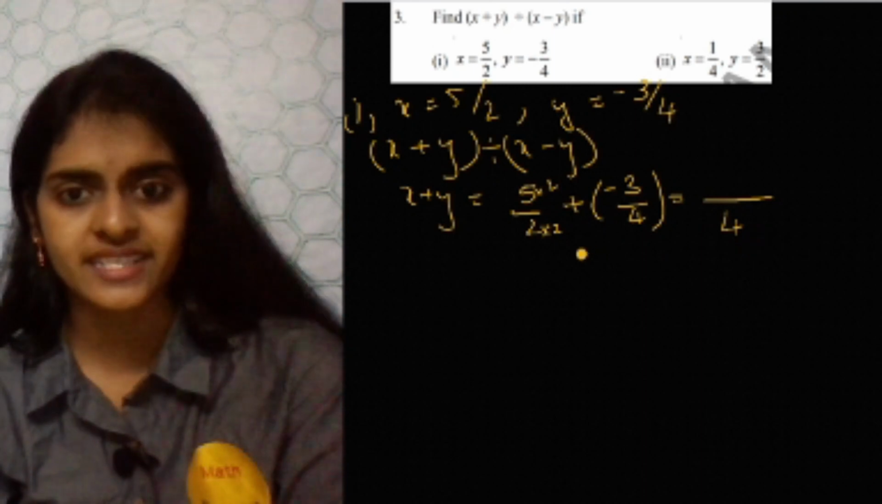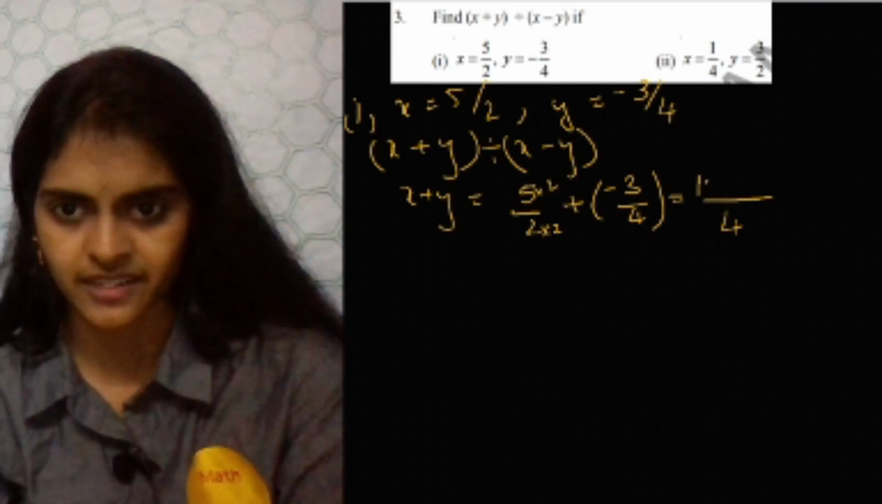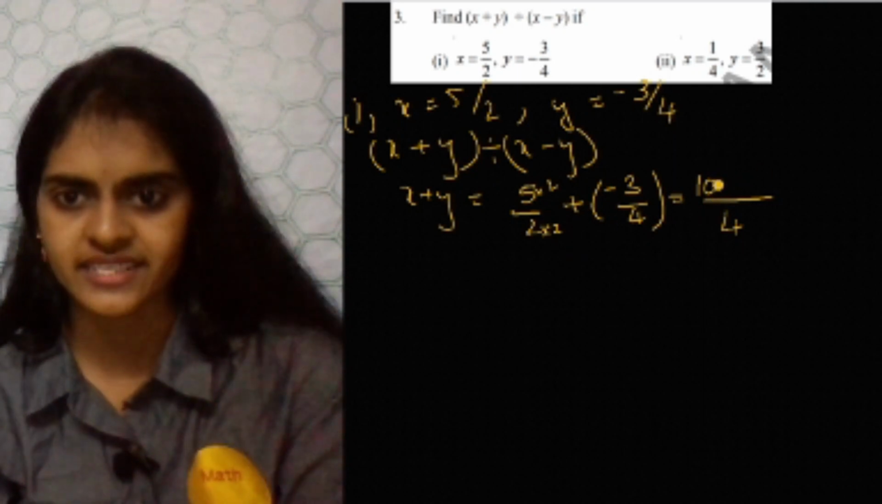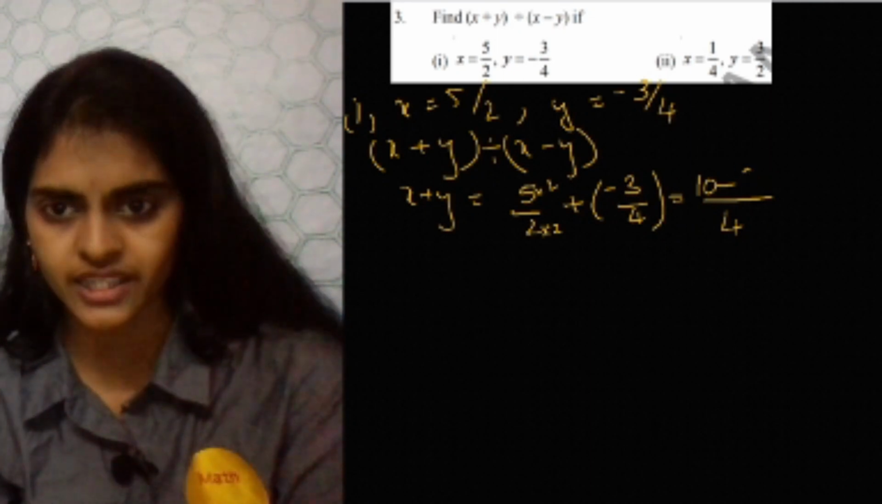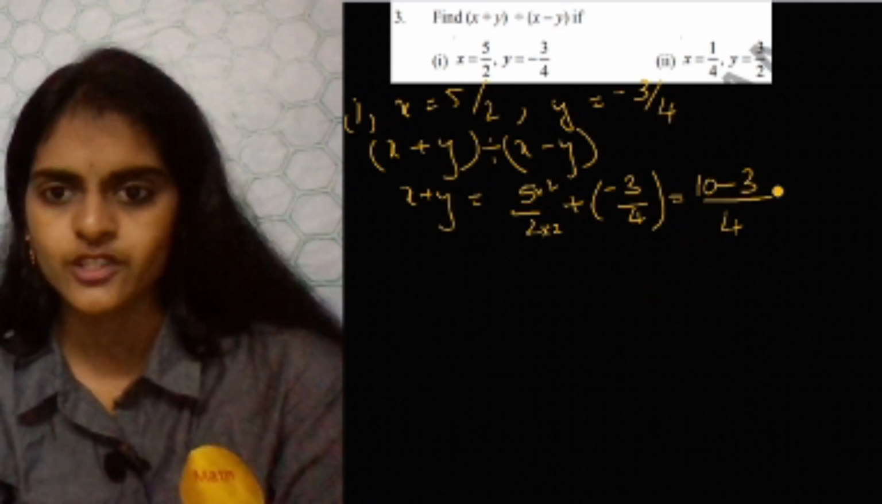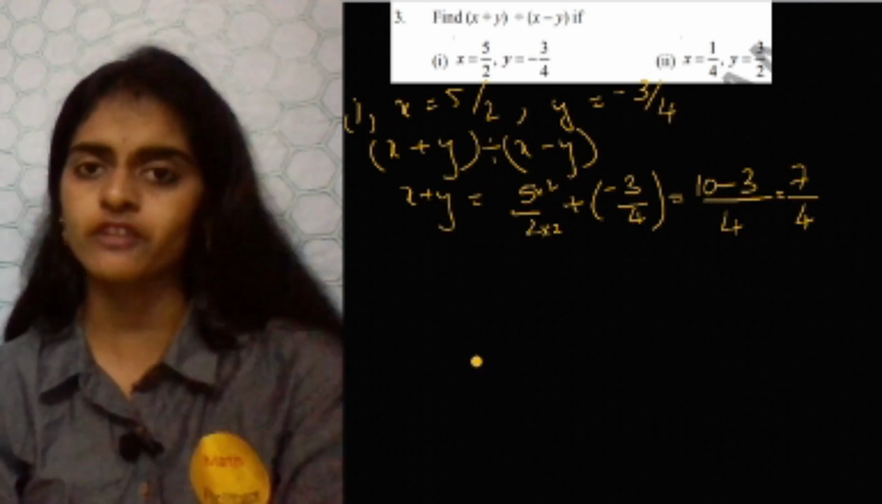Now the denominators are same. So here you will also multiply numerator by 2. So 5 2s are 10. Okay, now plus into minus is minus. Here you have 4 and 4. Denominators are same, so numerator also you can write as it is. Clear? So this is nothing but 10 minus 3 is 7 and you have 7 upon 4.